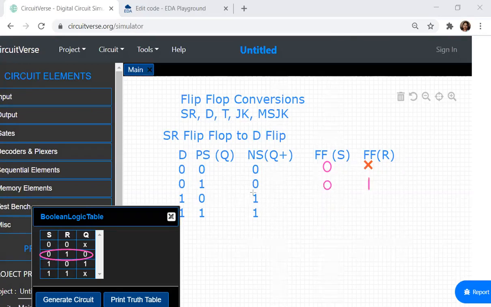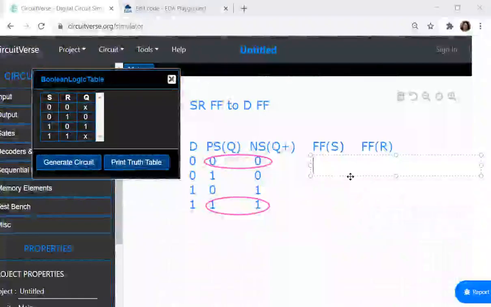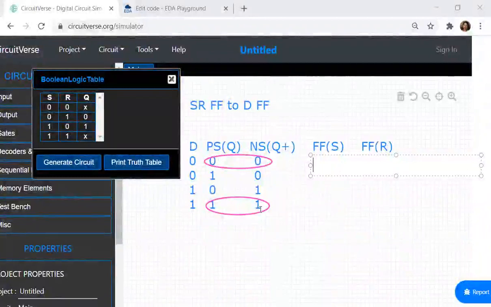Now here you can see it is 1. This third combination, this 1 is because my previous state has changed from 0 to 1. If there is a change from 0 to 1, definitely this is this particular combination. Let me repeat it. So 0, 0 and 1, 1, I'll leave it for now. I'll write 1, 0 and 0, 1.